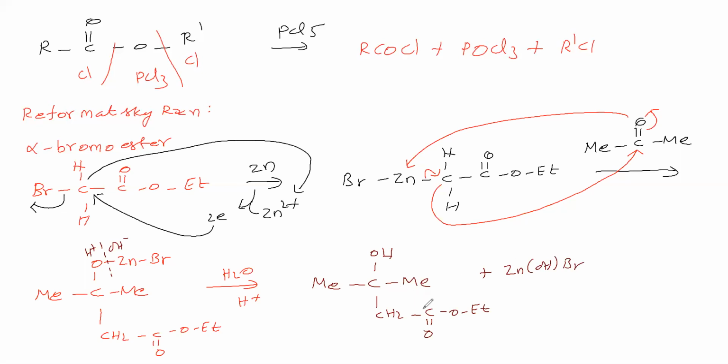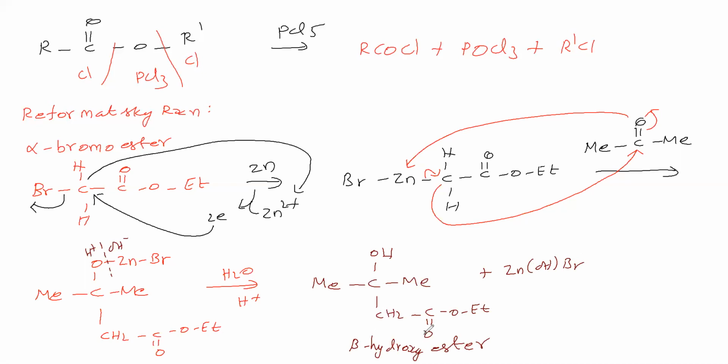COO is called ester. This is the alpha carbon, and this is the beta carbon. The beta carbon is having an OH group. Therefore, it is a beta hydroxy ester. So we are getting beta hydroxy ester in this reaction. This reaction is called the Reformatsky reaction.